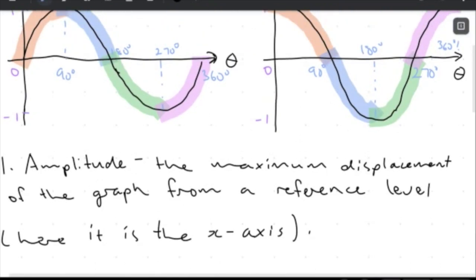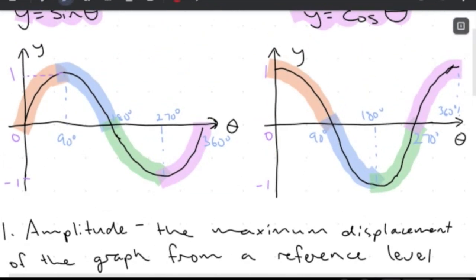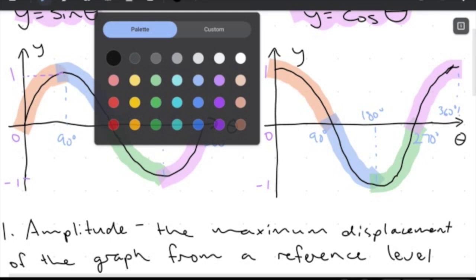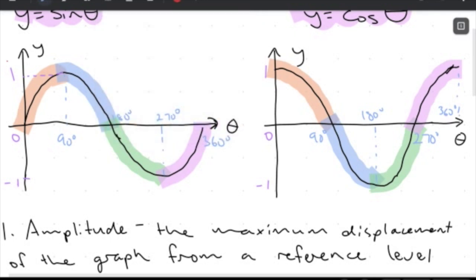That is what we mean by amplitude. It's just the maximum and minimum values of our graph. So here, it's going to be 1 and -1. So the highest up it goes is 1, the lowest down it goes is -1. So here we say we have an amplitude of 1.